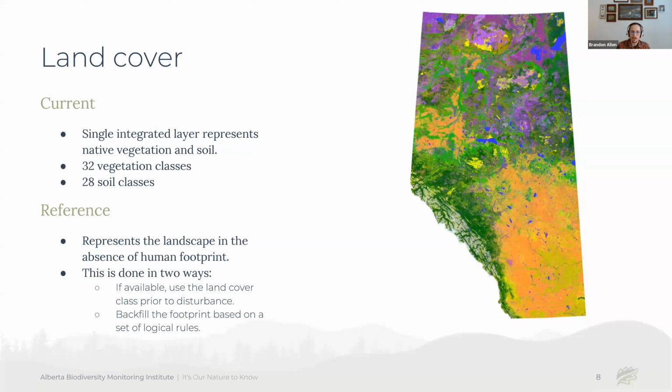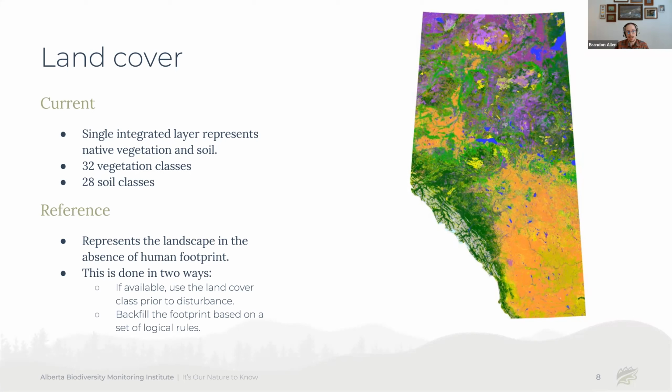On top of that, we also have soil classes. In the parkland and grassland natural regions of the province, we rely heavily on soil information to create our models. We like to model aspects such as, is it a rapid drain soil? Is it a clay soil? That gives us a better understanding of where species are occurring within those areas of the province.